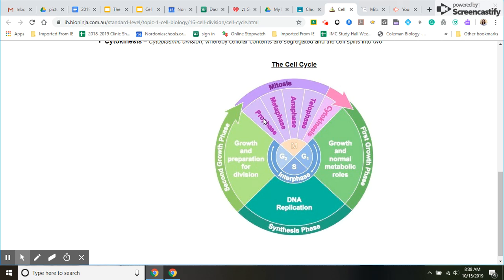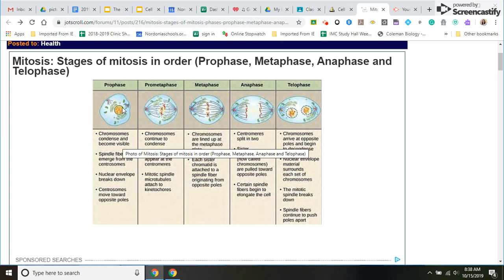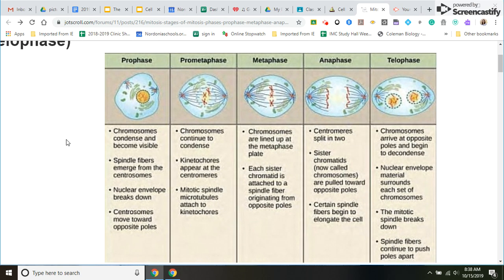So the first phase of mitosis then is going to be prophase. And in prophase, so we have a diagram here, the chromosomes are actually going to condense and they're going to be visible for the first time.